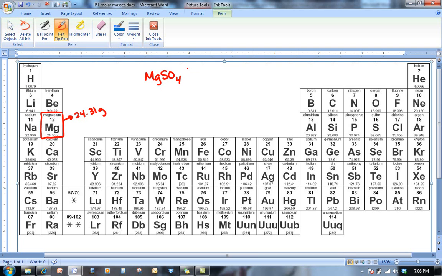I also remember magnesium sulfate has a formula of MgSO4, so I'm just going to find all of the molar masses on here first. Next we need sulfur, and sulfur is here, and it has a molar mass of 32.065. So I am just going to change that to 32.07. And then here's oxygen again, but this time we have 4 oxygens, so we need to multiply 4 times 16 on our worksheet in order to figure out the total mass of all of those oxygens.